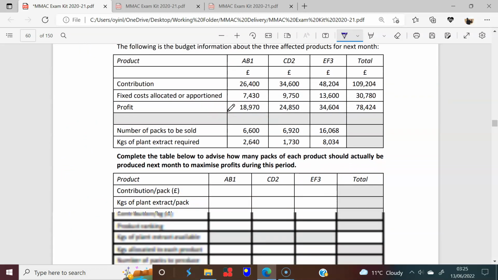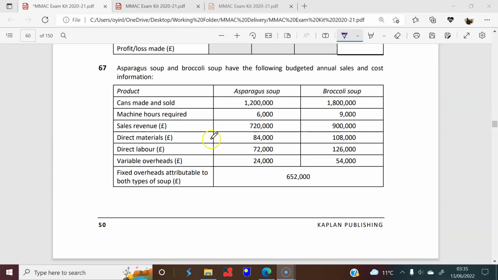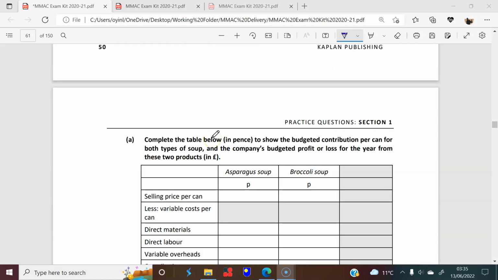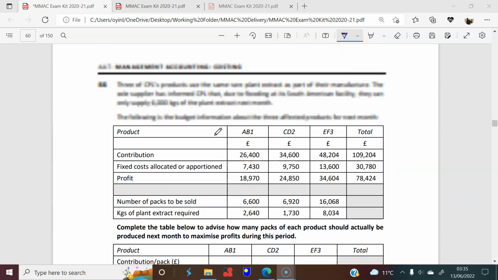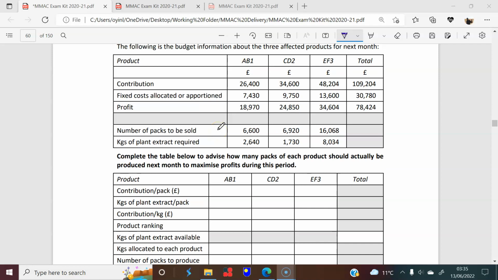Let's move on to 66. We'll finish this series of questions on 66 because I've been looking at 67 and it looks literally similar to all the others we've done in every capacity. So we will do 66 just to cover that circle of what you could get by looking carefully at the information given to you. So you have some information here. You're given total contribution and you're given the number of packs to be sold.